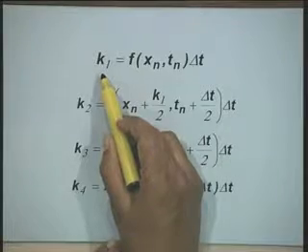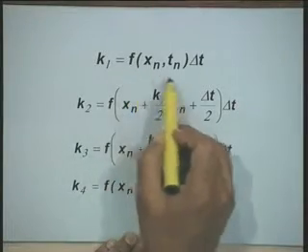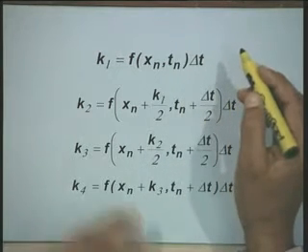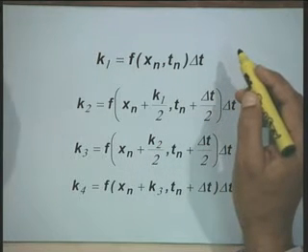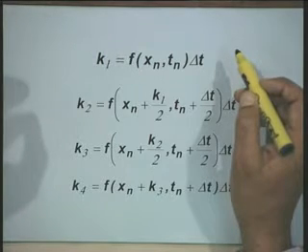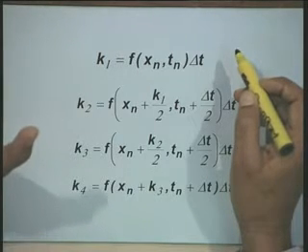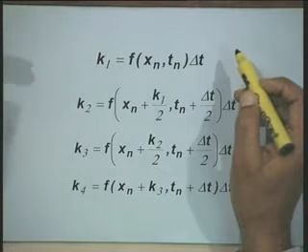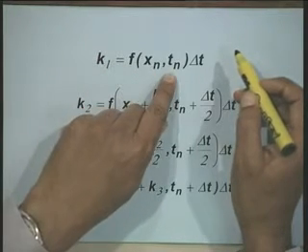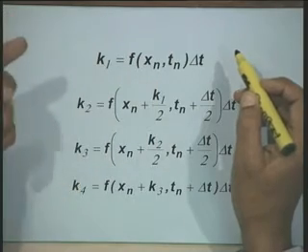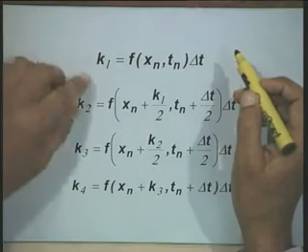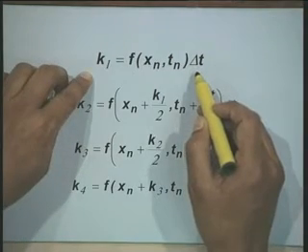K1 is f of x n, t n into delta t. That is, you evaluate this derivative term, that is f of x n, t n at t equal to t n. Suppose that we are starting at t equal to t naught, then this will become f of x naught, t naught. If it is going to the next step, it becomes f of x 1, t 1 and so on. Therefore, this is multiplied by delta t.